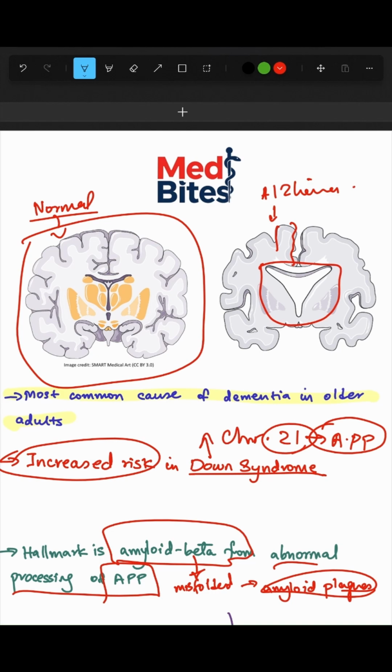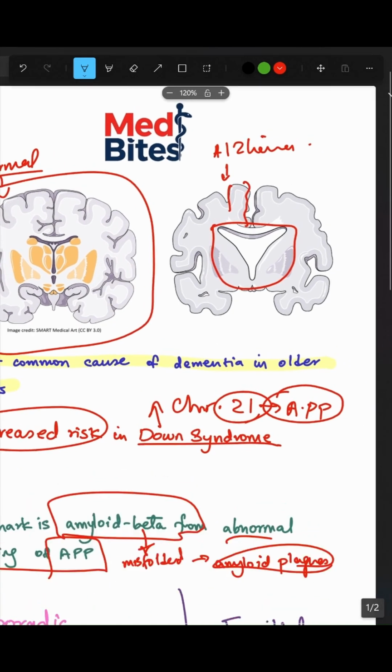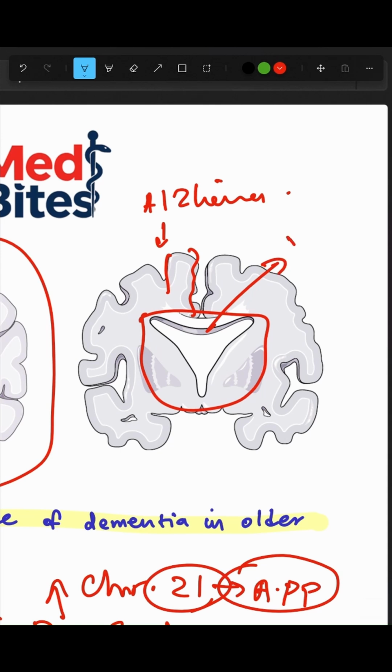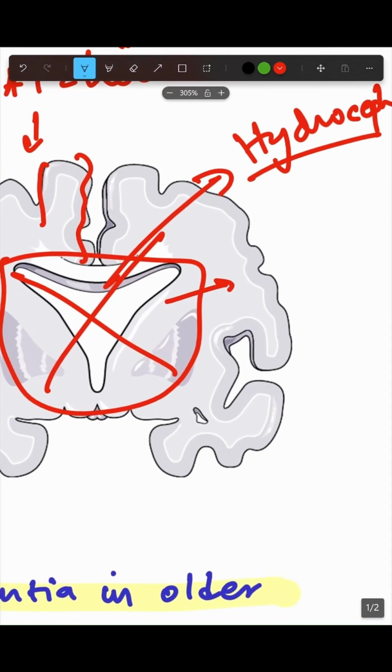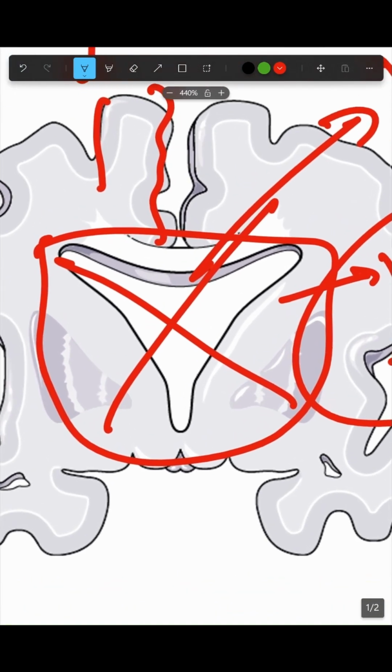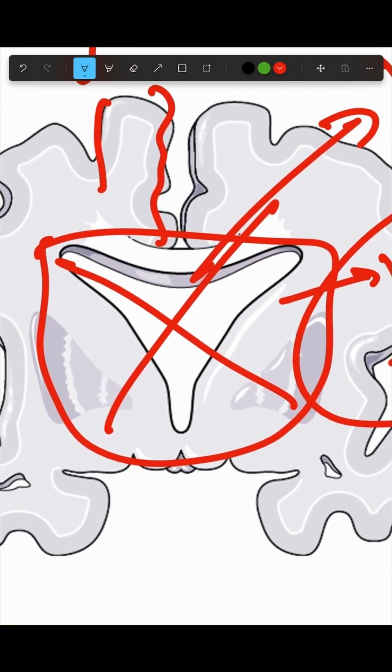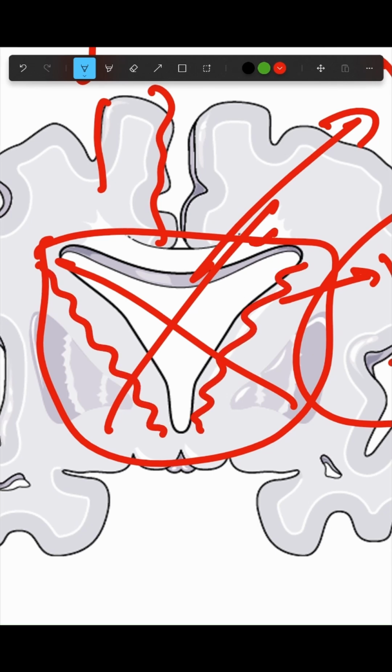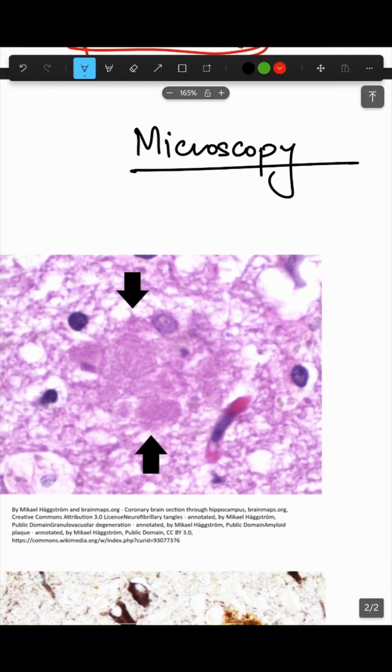Now, someone can confuse you guys, this is the important part, right? They're going to ask you, is this hydrocephalus? And you're going to say, no, this is not hydrocephalus. This is something else. It's called hydrocephalus ex vacuo. What does that mean? It means that the ventricles appear larger, not because there is increased cerebrospinal fluid, but rather because the brain tissue around is being absolutely destroyed. So the ventricles look like they're bigger. They're not enlarging though. Let's get to the next part, microscopy.